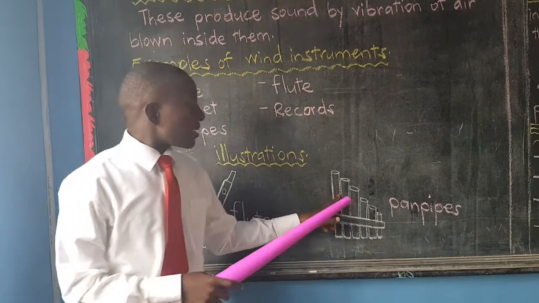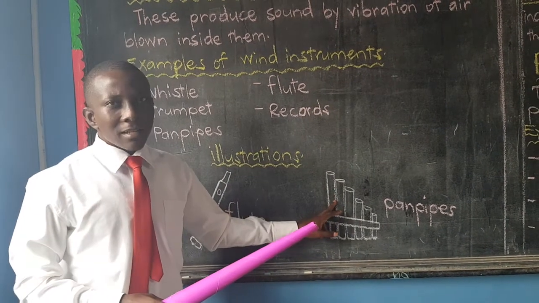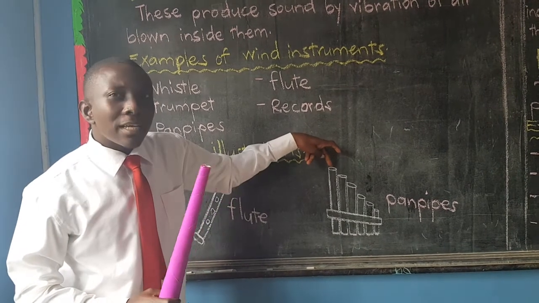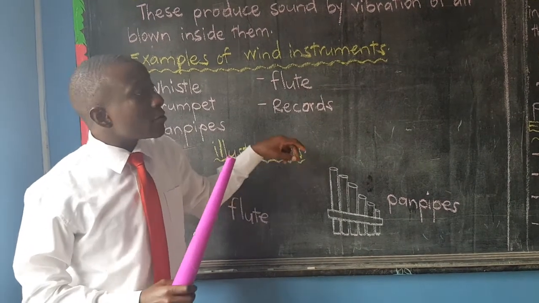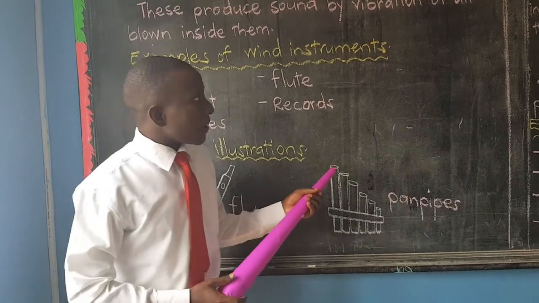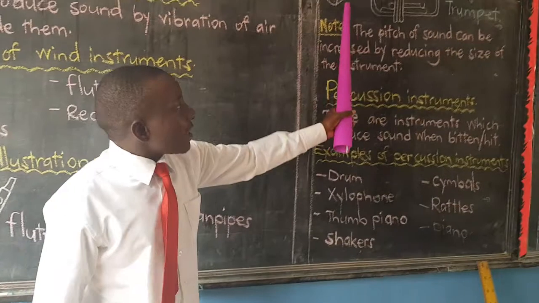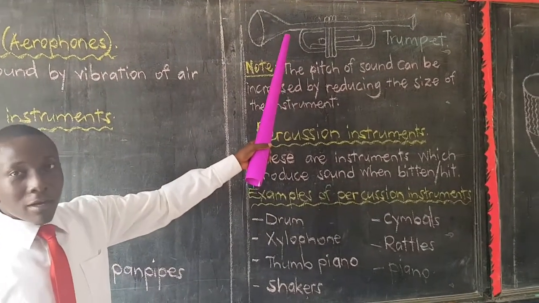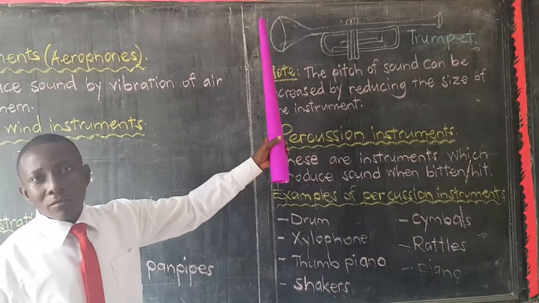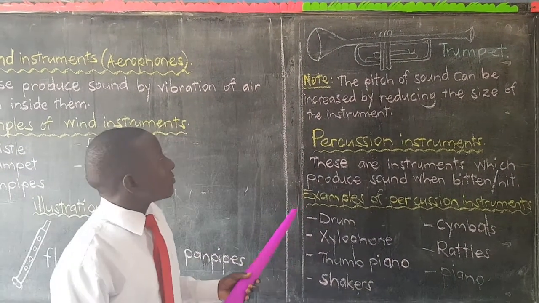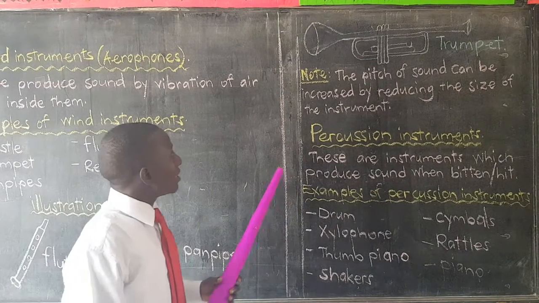Then you have panpipes. They are here. They also produce sound by vibration of air blown inside them. You just blow that air and it vibrates. Then they produce sound. Okay? Another example is of a trumpet. It is here. You know a trumpet. There are very many models of trumpets. So you can buy any and you play it.